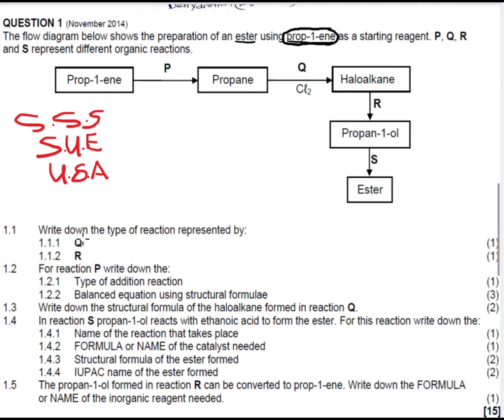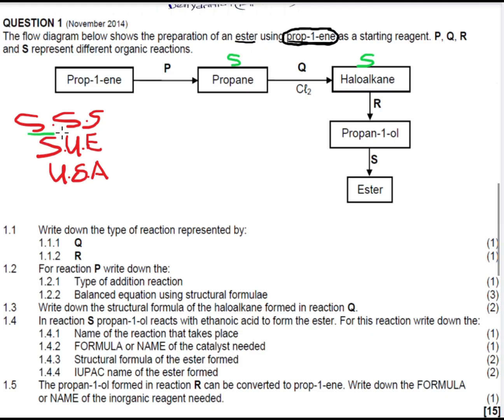Let's look at reaction Q, guys. In reaction Q, we are moving from an alkane to a haloalkane. We know that the alkane here, which is propane, is saturated, which means it doesn't have a double bond. So let me indicate on top here. It is saturated, okay? It doesn't have a double bond. How about the haloalkane? The haloalkane also doesn't have a double bond.